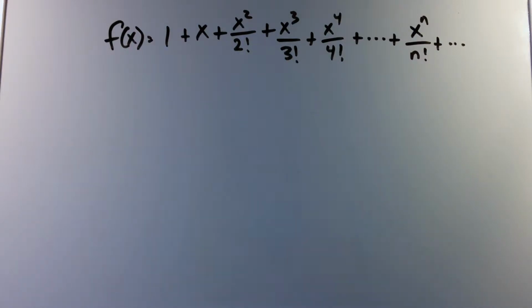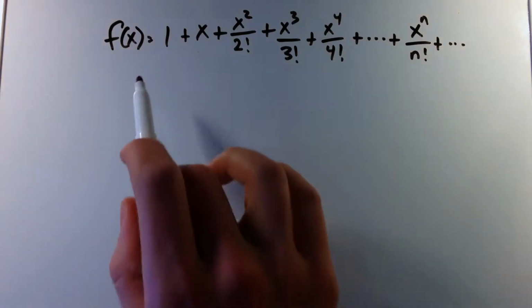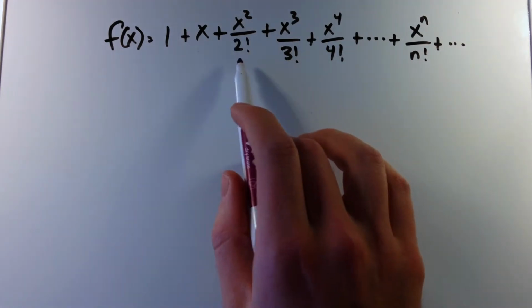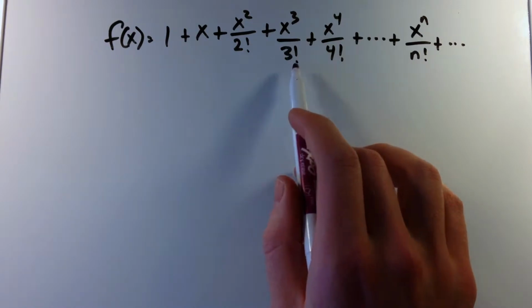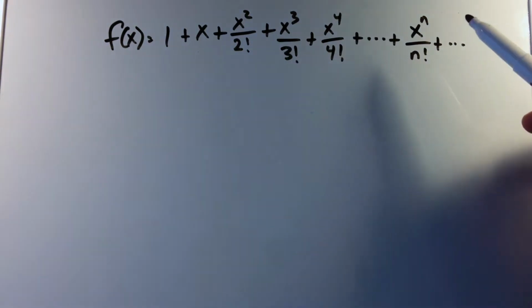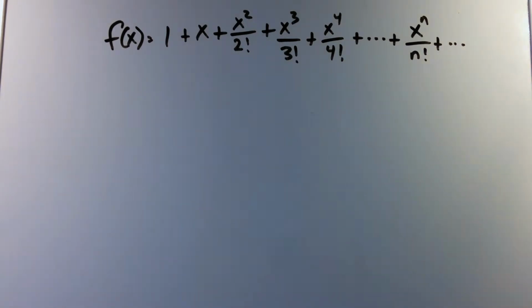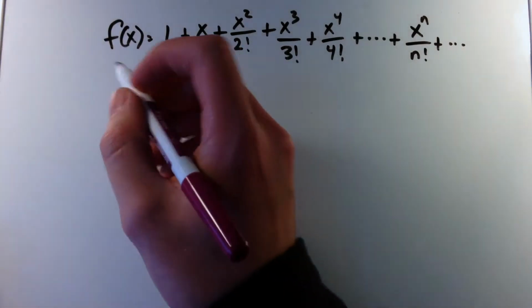So if I have this series of my function f of x equal to 1 plus x squared over 2 factorial plus x to the third over 3 factorial, etc., as we keep going to x to the n over n factorial for any n, I want to know eventually what is this series representing, what function. So let's do some math work with this.